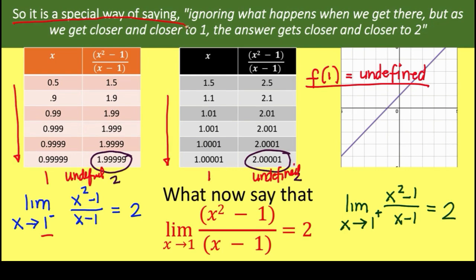So limit is a special way of saying ignore what happens when we get there. But as we get closer and closer to 1, the answer gets closer and closer to the limiting value, which is 2. So the limit is the value as we get closer and closer to the specific x value. That distinction is very important because some functions are discontinuous. When a function is not continuous, the limit may still exist at that point of discontinuity, which we are going to look at in our next example.